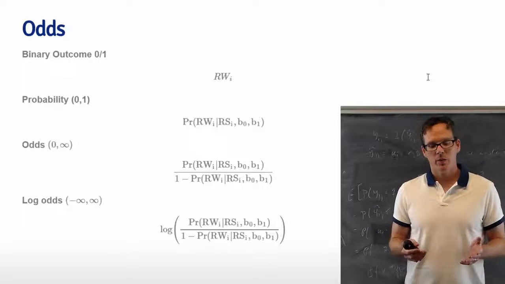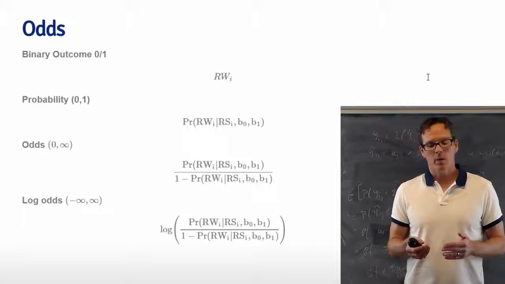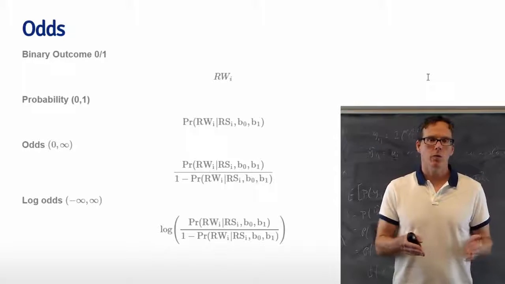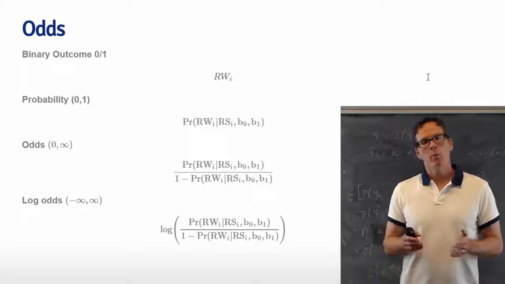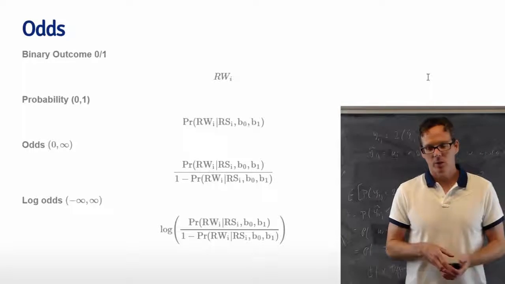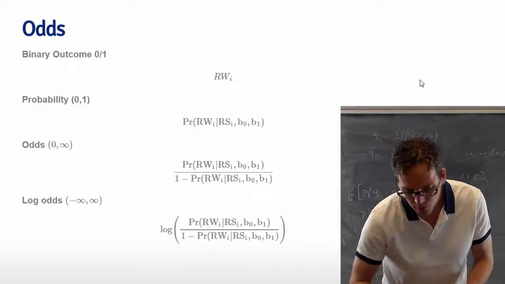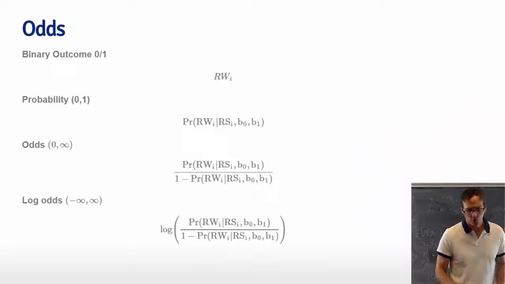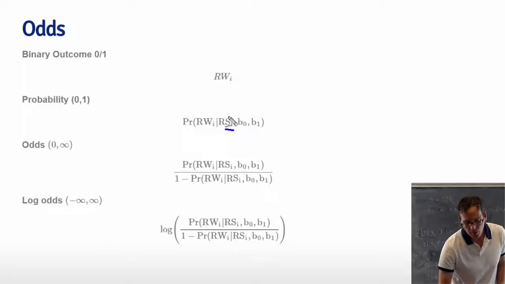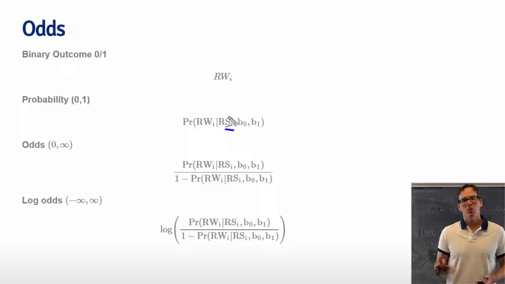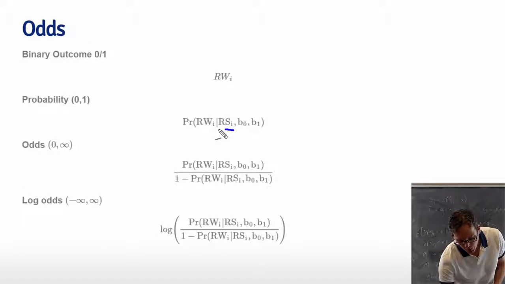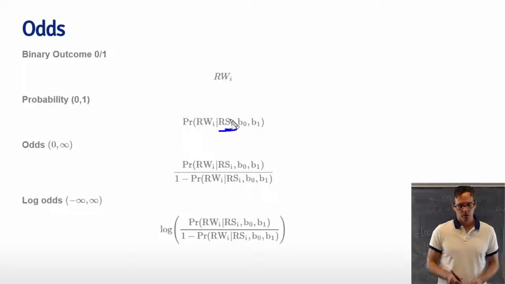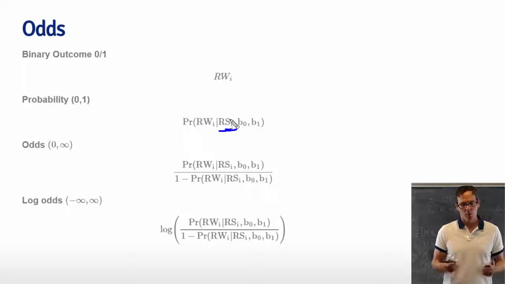So just to remind ourselves what the odds are, if we have a binary outcome, which in this case is whether or not the Ravens win, we want to model the probability that the Ravens win. So we're going to model it like it's a bunch of coin flips. However, the success probability will differ from game to game depending on how many points the Ravens scored. So that's the probability we want to model.